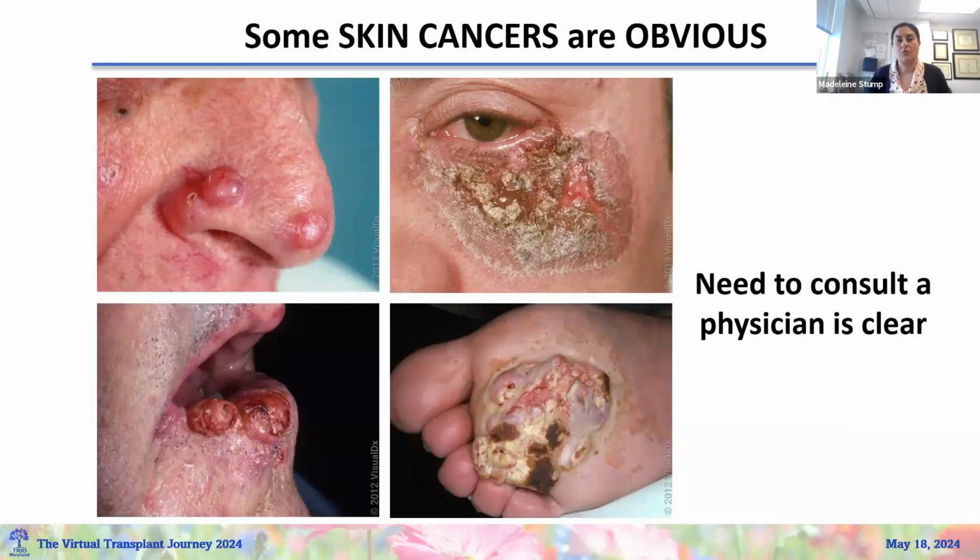So let's talk about what skin cancers look like. Some of them are very, very obvious. Anyone here looking at all these pictures can say, oh yeah, you definitely need to see a clinician. These are two of the most common types of skin cancers that can affect transplant patients or also immunocompetent patients. The top row is two pictures of basal cell carcinomas.